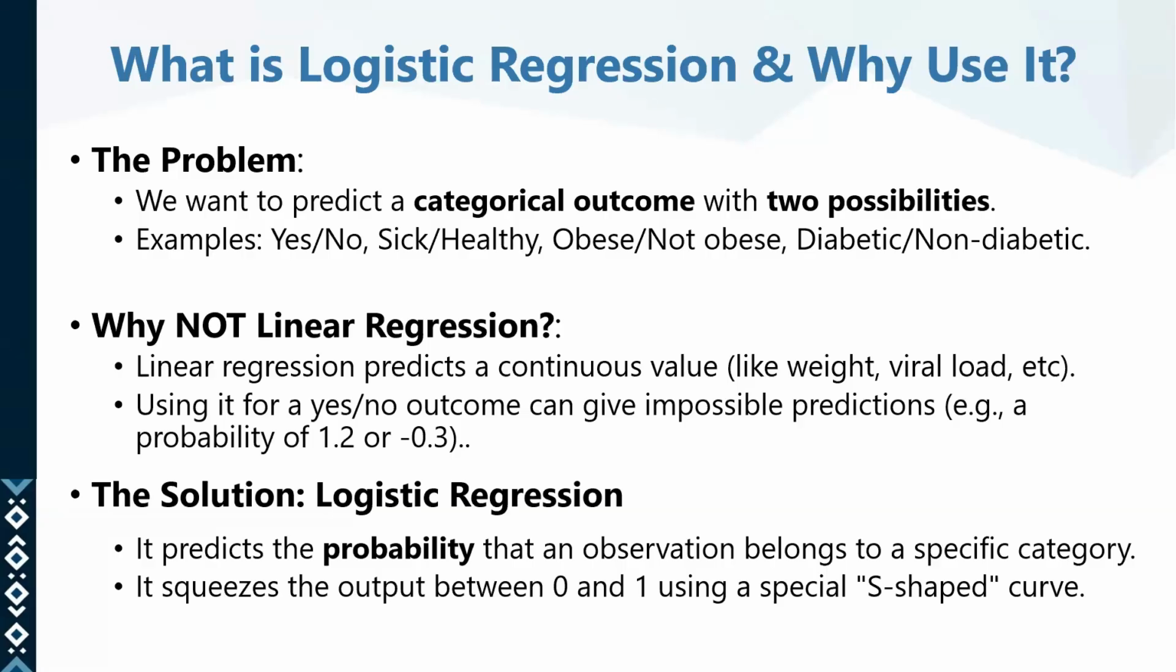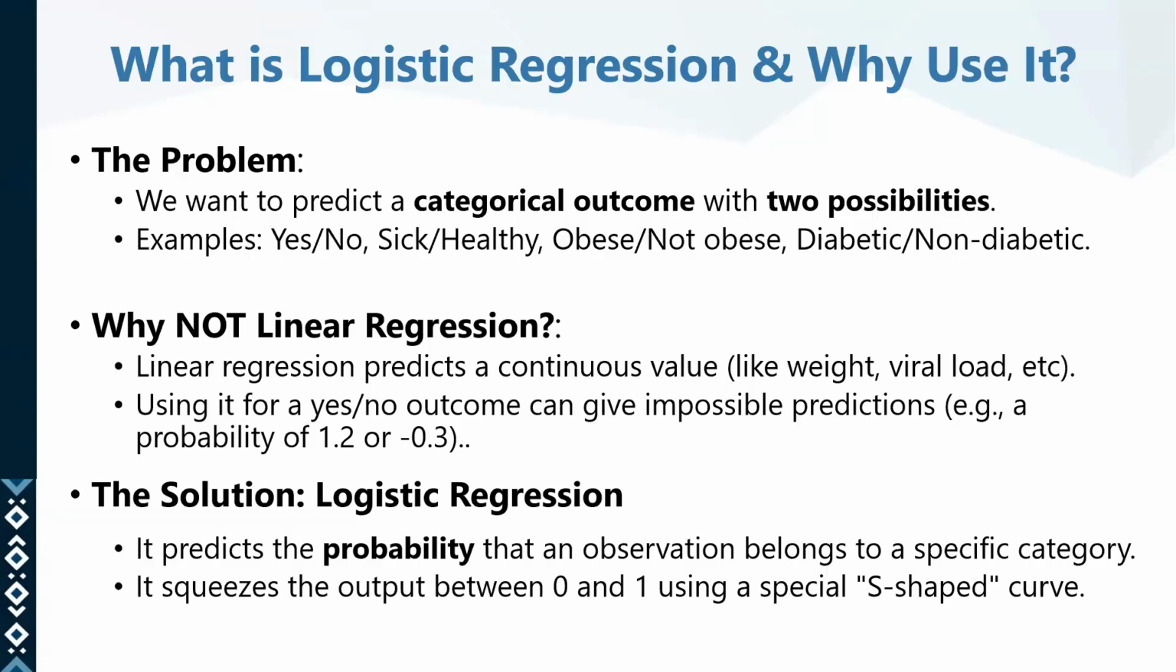And then, why not use a linear regression rather? Linear regression usually predicts a continuous value like weight, viral load, etc. Whereas logistic regression predicts a binary categorical outcome, right? Like we mentioned earlier, either a yes or no. So using a linear regression to make a prediction for a binary outcome can give impossible predictions, and you have things like probability outside of 0 to 1.